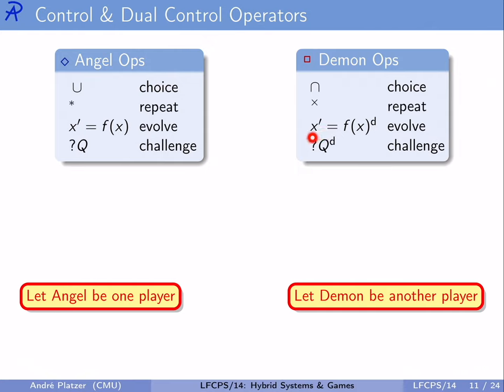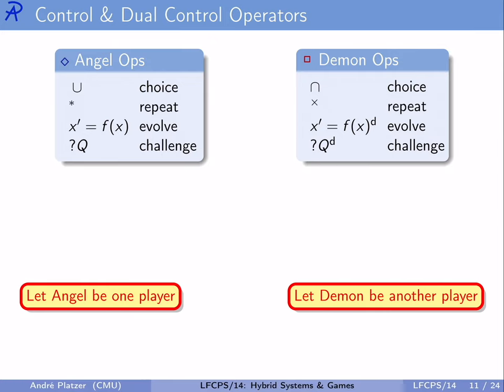Demon's differential equation, so it's the differential equation x prime equals f of x, but Demon is in charge of deciding how long he wants to do that. And actually also Demon's challenge. This is now a formula Q that Demon needs to pass as a test, otherwise he'll have lost the game.